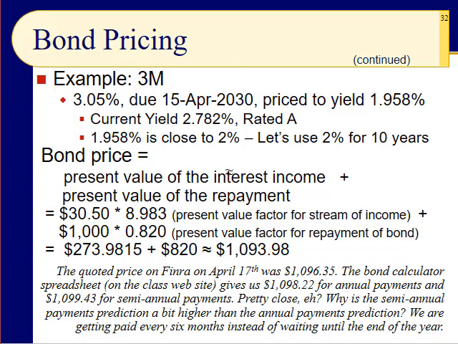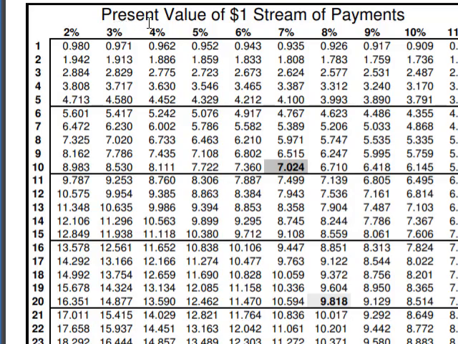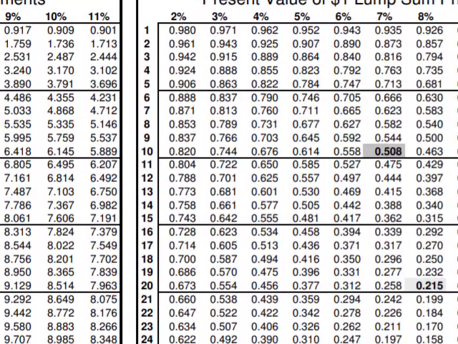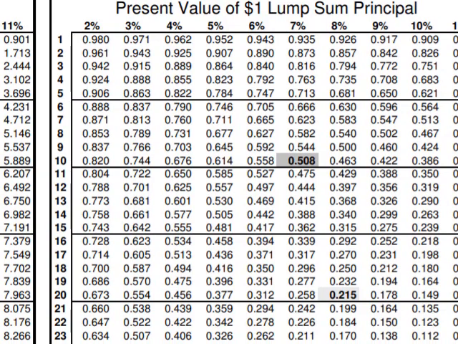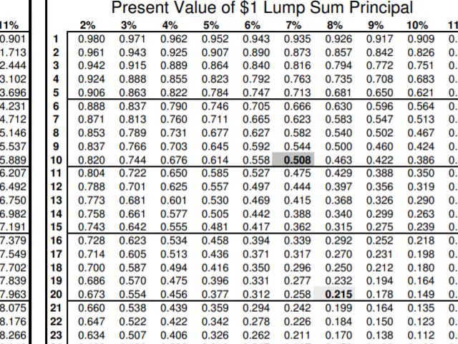And that's why in chapter 10, if you've looked already, we have a combination of present value tables. The first present value table is the present value of a dollar stream of payments. So this is a new table. Over here, my apologies, they don't both fit on the screen at the same time. Over here is the present value of a dollar lump sum principal.